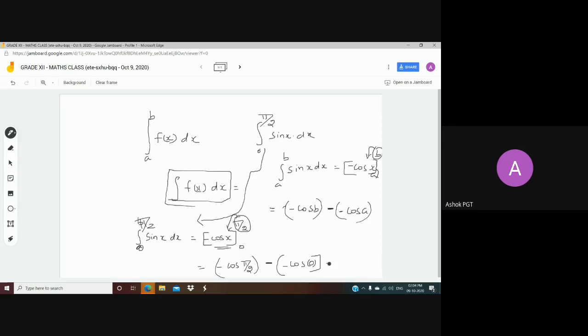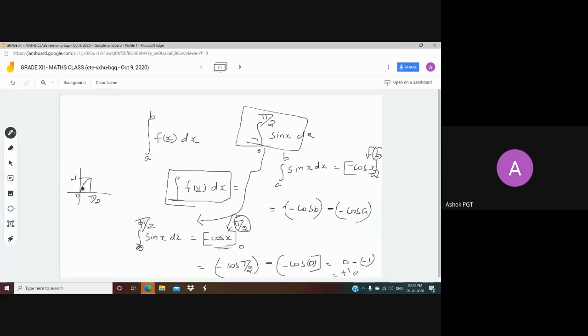Cos pi by 2 is 0, right students? Cos 90 degrees is 0. So 0 minus, and minus cos 0 is minus 1, which gives plus 1. So what does this mean? In the geometric concept, you know that the sin x graph will come like this. It is 0 here, pi by 2 here, and at pi by 2, sin pi by 2 is plus 1.